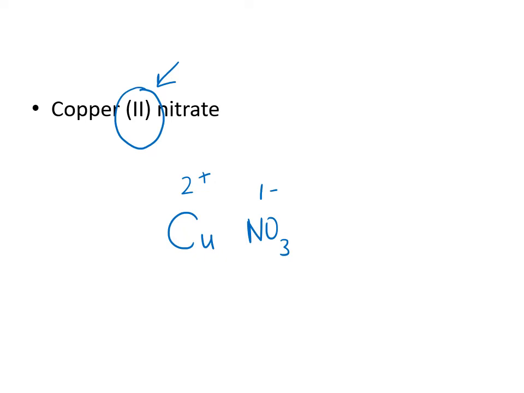crisscrossing here. Now, let's crisscross our charges. That goes down there, that goes down there. So this is going to become Cu, the 1 comes there. I'm always putting my polyatomic ion in a bracket, and then the 2 comes down. So copper(II) nitrate is Cu(NO3)2.